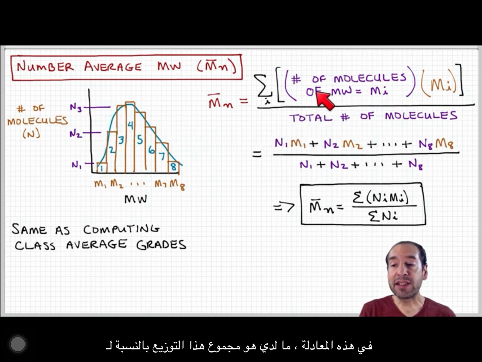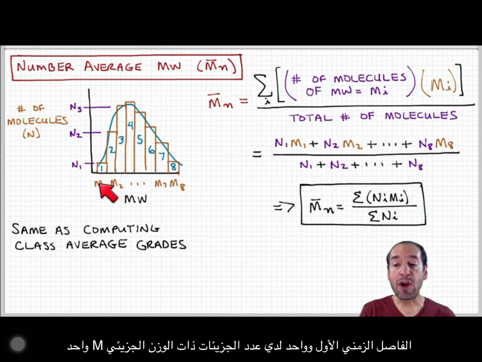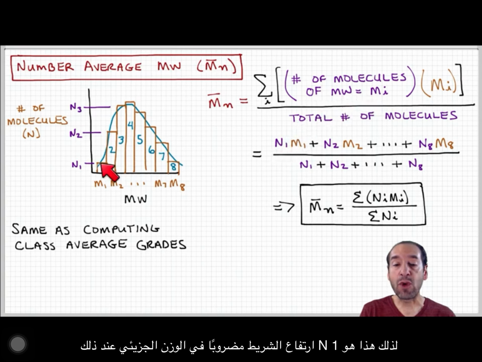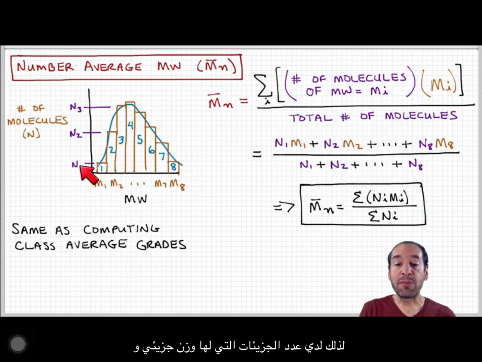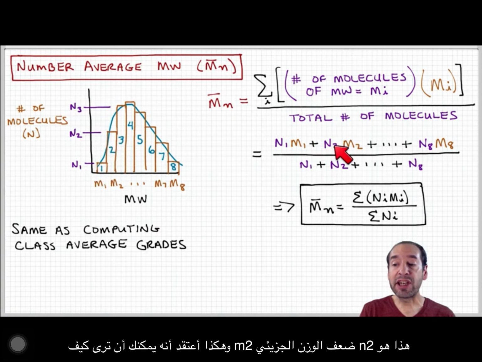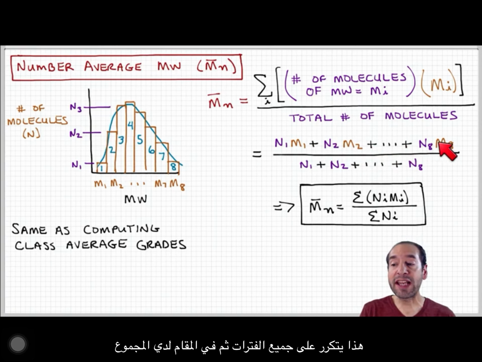So if I plug that into this equation, what I have is the sum over this distribution. For the first interval, M1, I have the number of molecules of molecular weight M1. That's N1, the height of the bar, times that molecular weight at that interval, M1. So this is N1 and this is M1. Then I have my next interval, M2. So I have the number of molecules that have molecular weight M2. That is N2 times the molecular weight M2. And so forth. I think you can see how this repeats over all eight intervals.